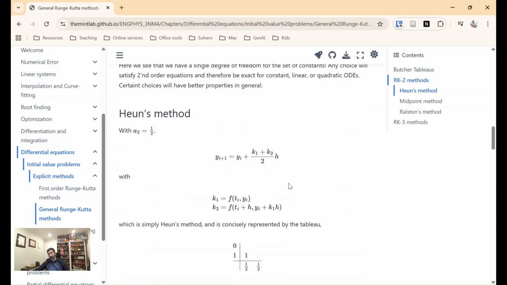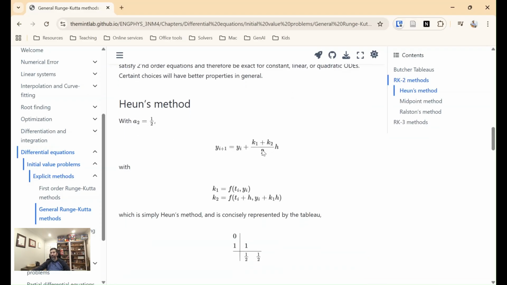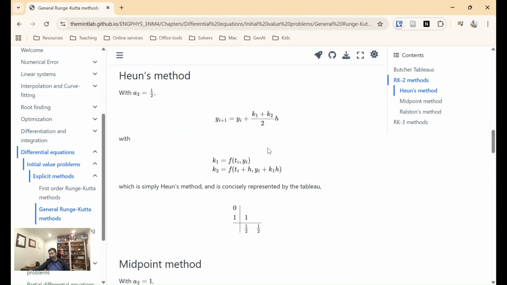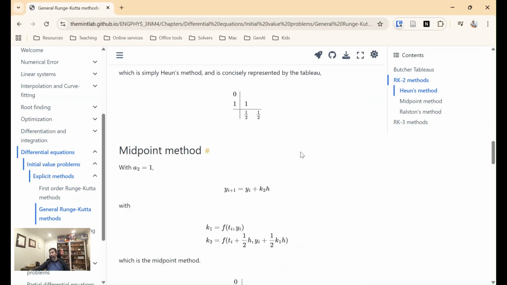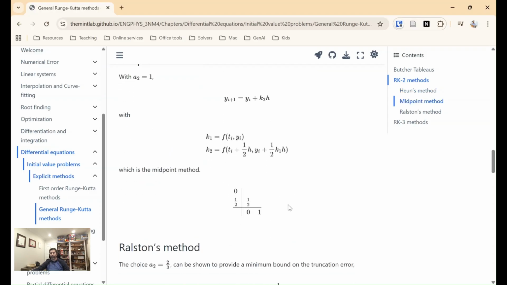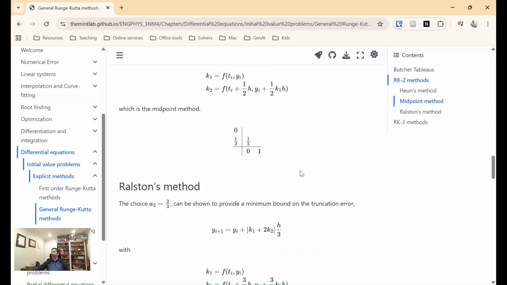We did two of these. We talked about Heun's method. Sure enough, when we declare that a2 is equal to 1/2, you follow through the math and you recover Heun's method. Here's the Butcher tableau corresponding to that one, which is order 3 accurate locally, order 2 globally. And we worked out the midpoint method. You set a2 equal to 1, you do the math, here's your Butcher tableau, and yet again you've achieved order 3 locally, order 2 globally.